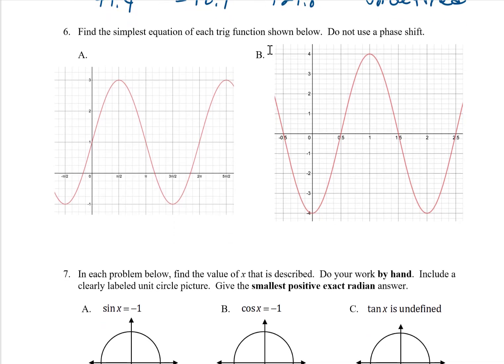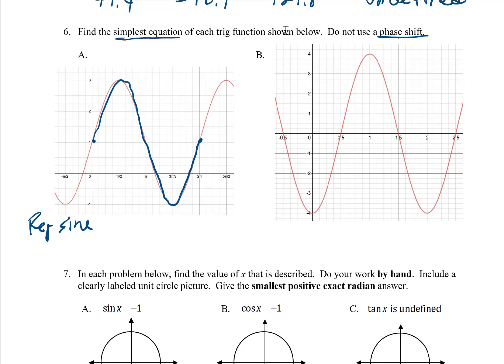Problem number 6 is a review on finding equations of sinusoidal graphs. It says we want to find the simplest equation, meaning don't use a phase shift. If we don't want to use a phase shift, I should start here at the y-axis and trace along until I identify one of my familiar shapes. And of course, when I do that here, I see that I have the hill and the valley, which is regular sine.